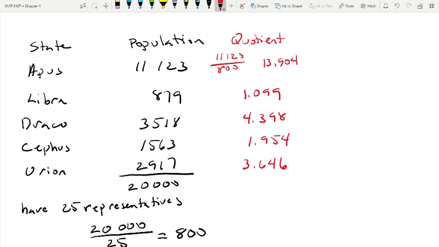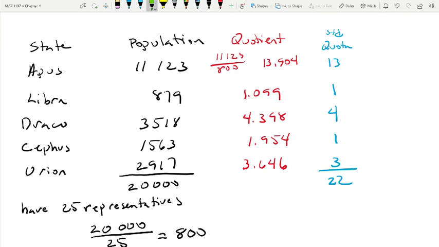So we get that, and then the next number we want is what is called the standard quota. Basically here, all we're going to do is truncate our numbers, which means we just take the whole number part. So that would be 13 for this one, 1 here, 4 here, 1 here, and 3 here. If we add that up, we get 13, 14, 18, 19, we get 22.